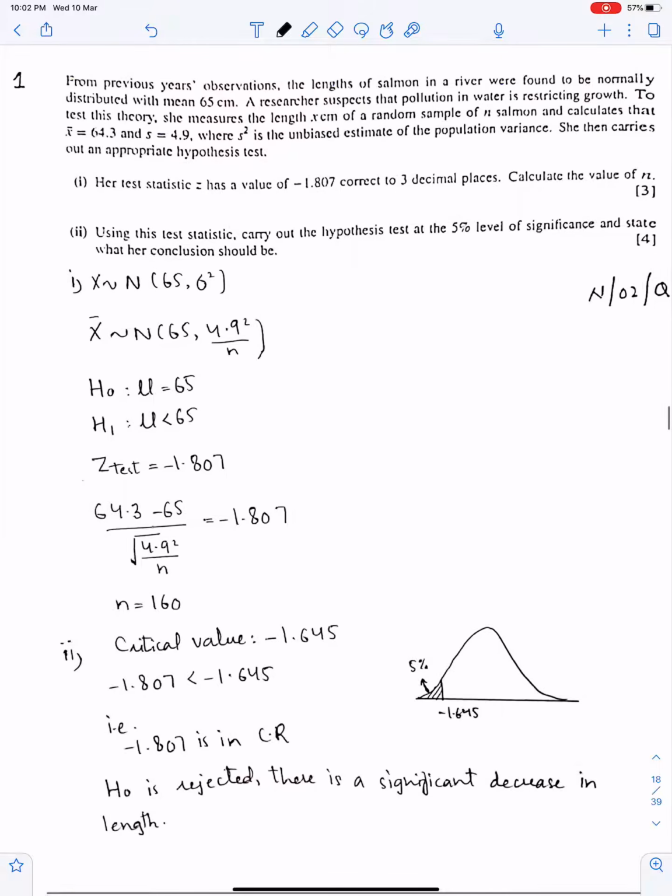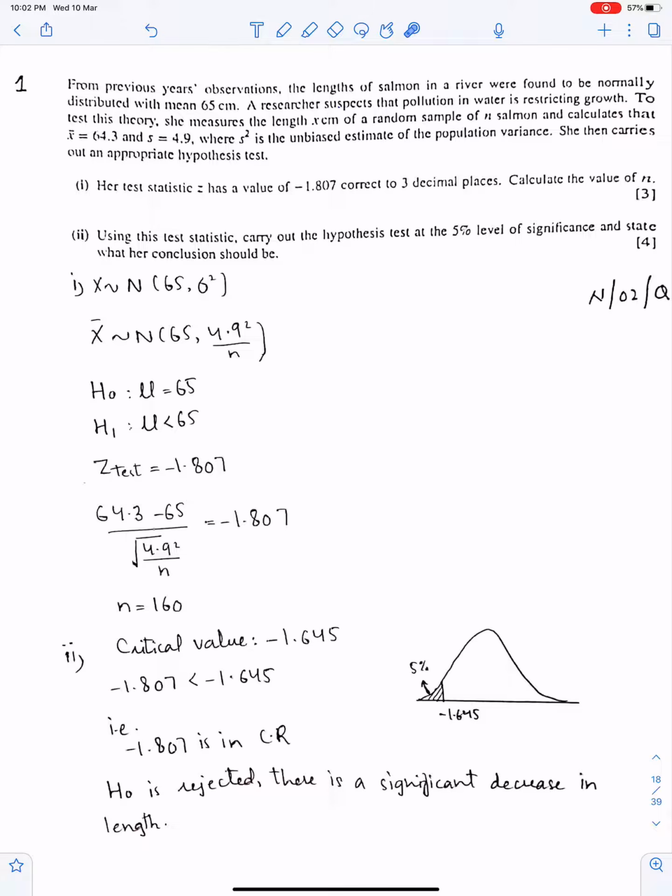This is the second question of normal distribution. From previous years' observations, the lengths of salmon in a river were found to be normally distributed with mean 65. To test this theory, a researcher suspects that the pollution in the water is restricting. Restricting means lesser sign. H1 has the lesser sign, in fact. To test this theory, she measures the length x and she got these results. This is sigma cap squared, the unbiased estimate of population variance. It's mentioned. So sigma cap squared is 4.9.